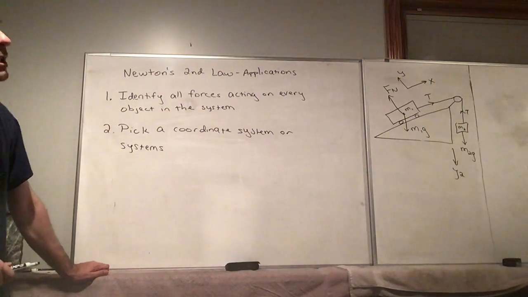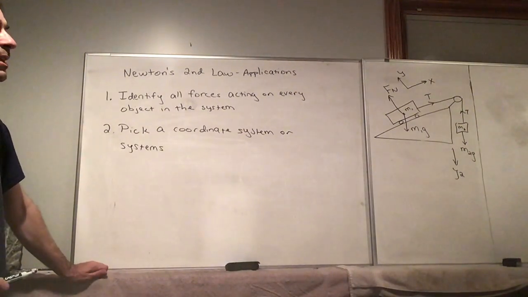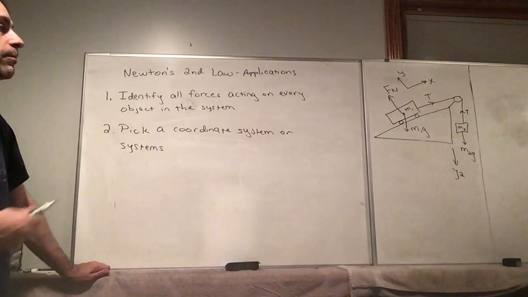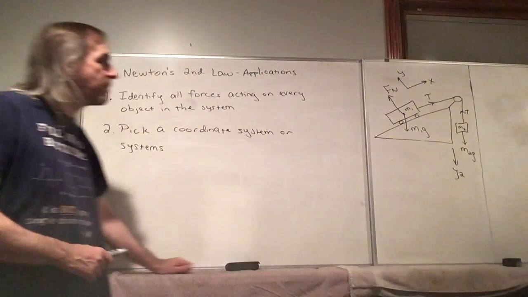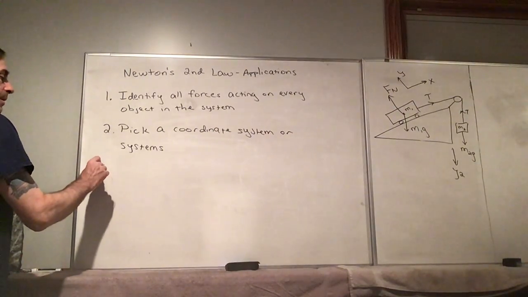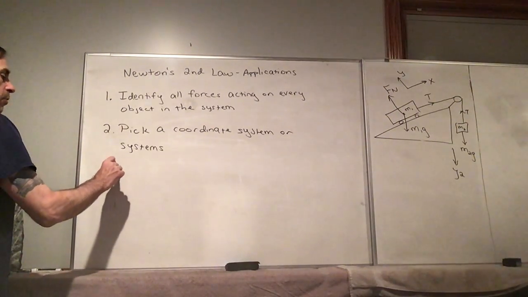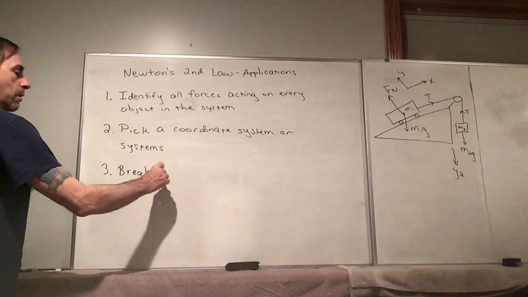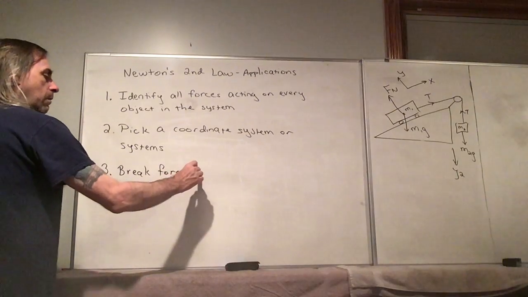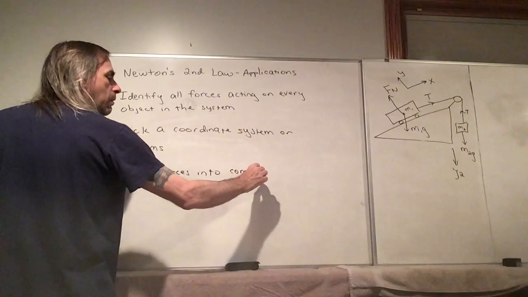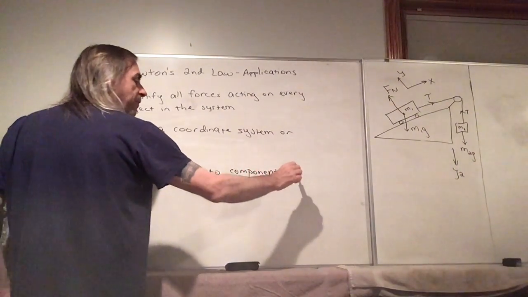So right now, let's assume that M2 is enough. So M2 is going to fall down and drag M1 up the incline. Then we would do it this way. Okay. So now that we have all of our forces, and we picked a coordinate system, Step 3 is break forces into components, if necessary.